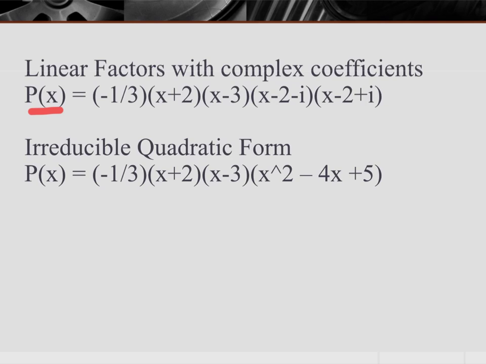That is because each x is to the first power, and these last two are complex. To get the next form, we'll take these last two factors and multiply them out. So, p of x equals -1/3 times (x plus 2) times (x minus 3) times (x squared minus 4x plus 5). Now p of x is in its irreducible quadratic form. That is because this last factor is quadratic, but we can't reduce it any further without getting complex roots.